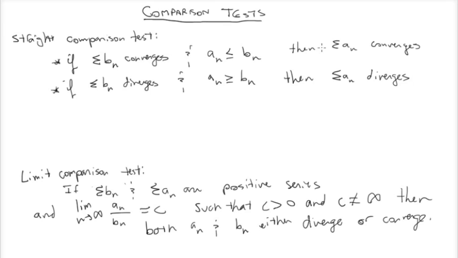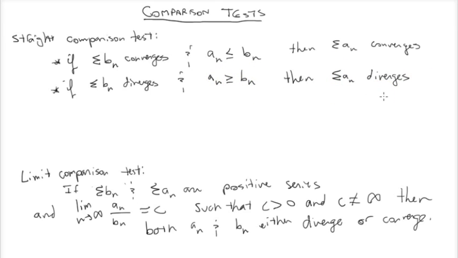And then we have the corollary where if we have some series b sub n that we know diverges, think like a harmonic series, and we have another series a sub n that's always greater than or equal to b sub n, then that new series diverges.